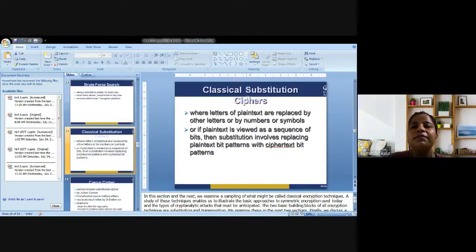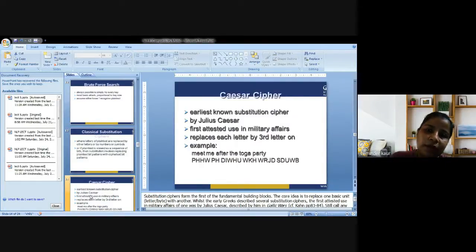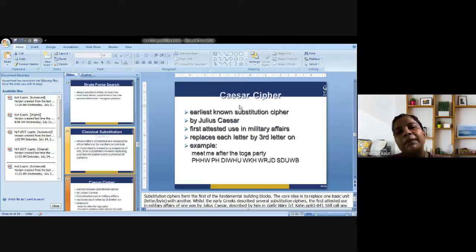First, letters of the plain text are replaced by other letters, or by numbers, or by symbols. Next, if plain text is viewed as a sequence of bits, then substitution involves replacing plain text bit patterns with ciphertext bit patterns. Here is the example for the classical substitution cipher, that is Caesar cipher. It is the earliest known substitution cipher, developed by Julius Caesar, with first attested use in military affairs.